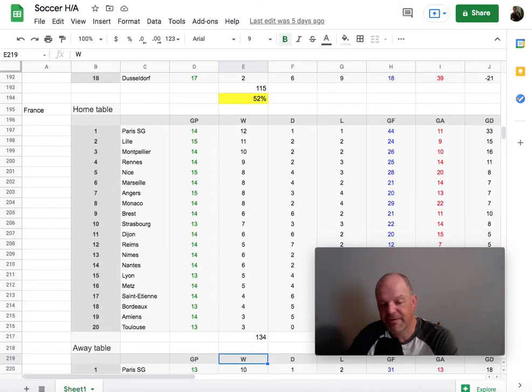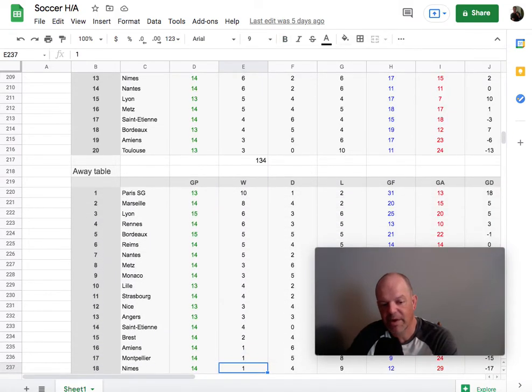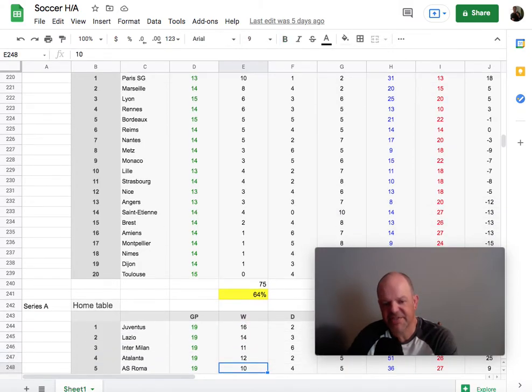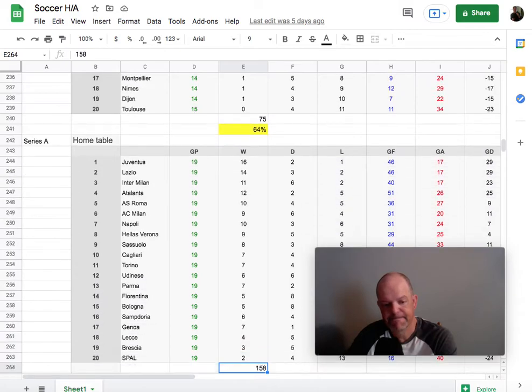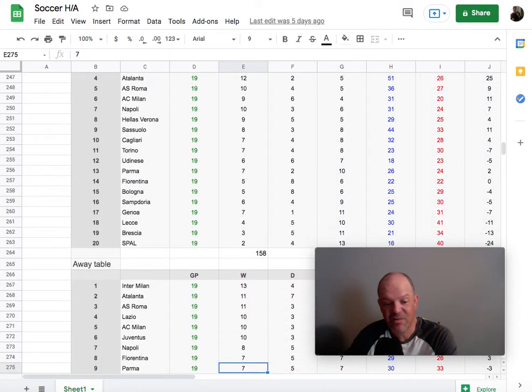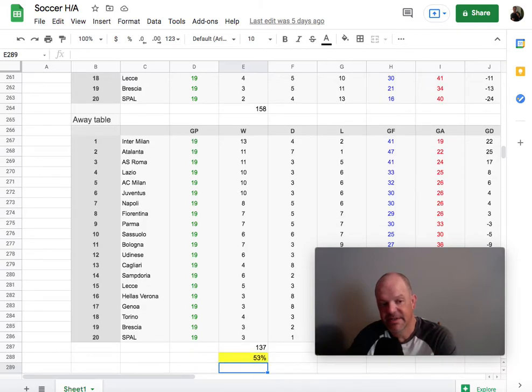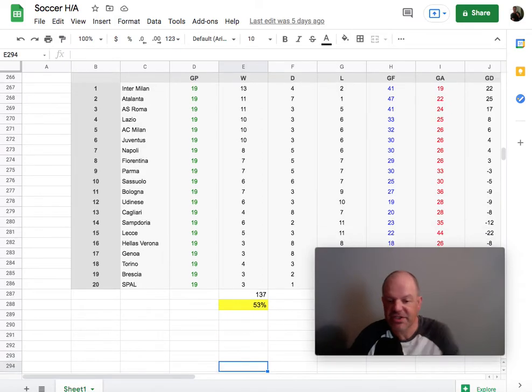France, 134 home wins, 75 away wins, 64% home win percentage. And finally, Serie A, 158 home wins, 137 away wins for a 53% win percentage. So you can see it's very simple. So the data is there.